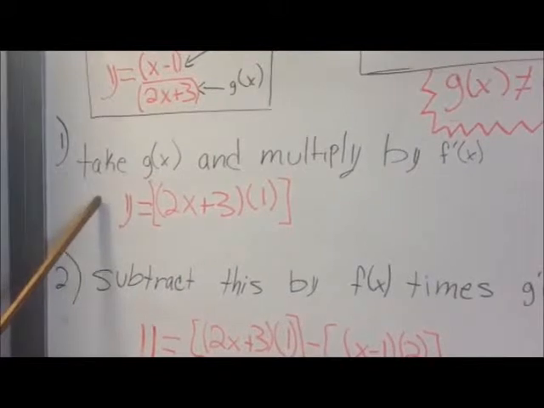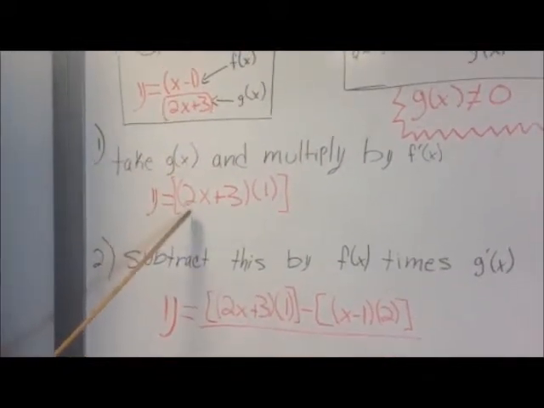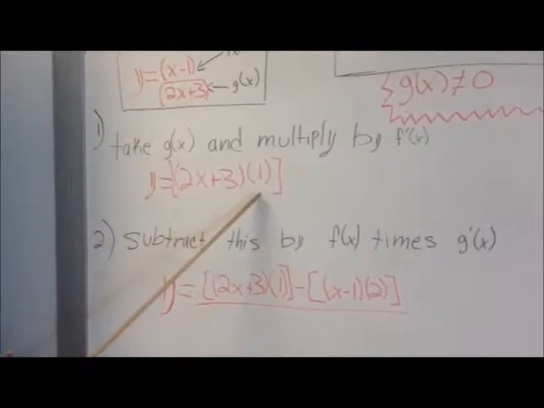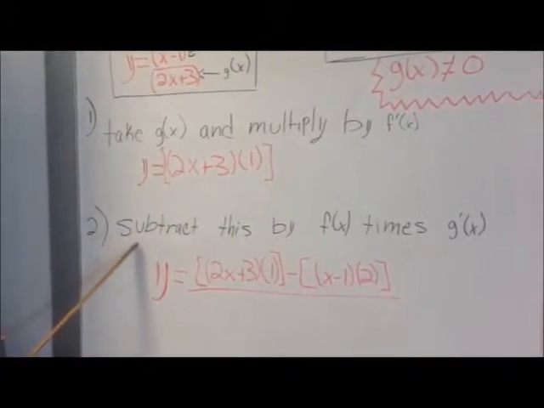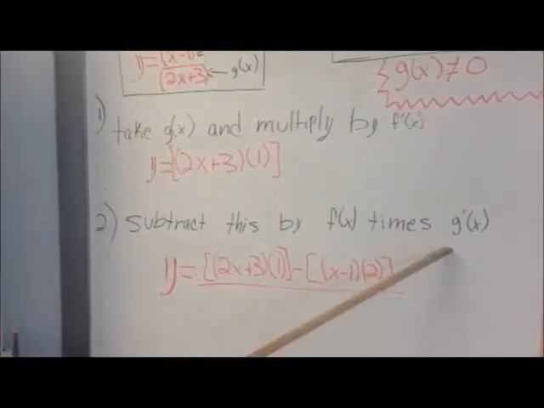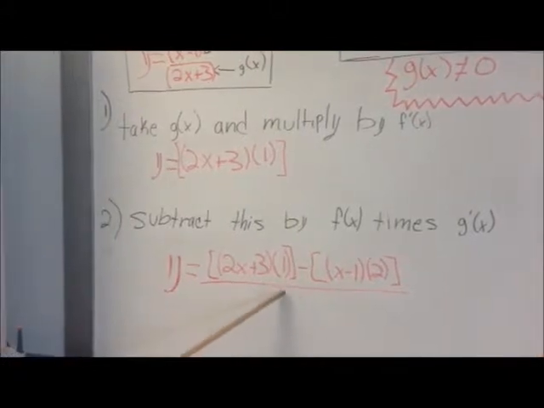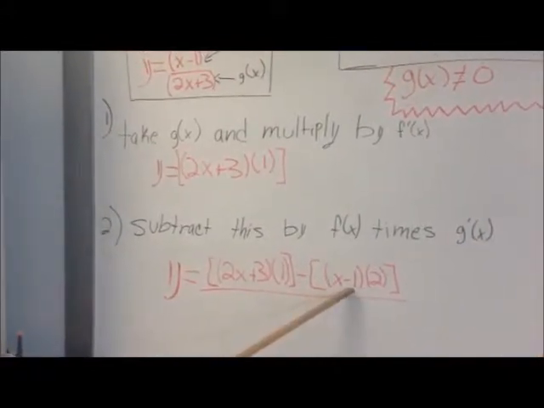Step 1, we're going to take g of x and multiply it by the derivative of f of x. So here's our g of x, and then here's our derivative of f of x. Step 2, we're going to subtract this by f of x times the derivative of g of x. So here's our first part from step 1, and then we have f of x times the derivative of g of x.